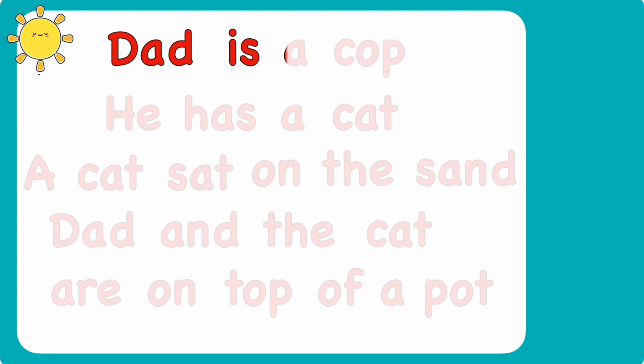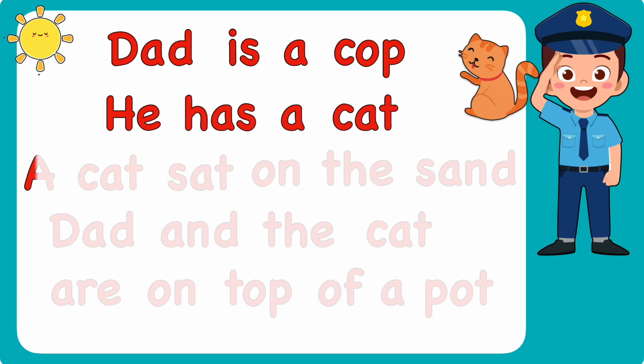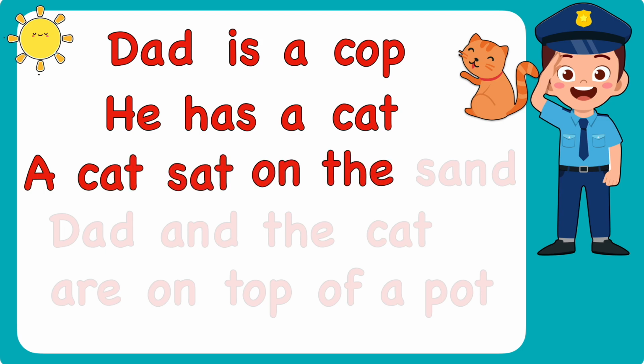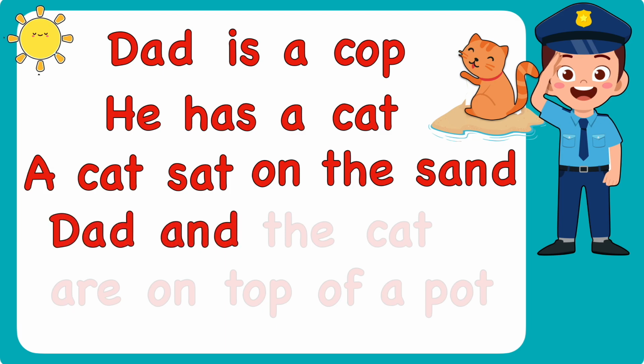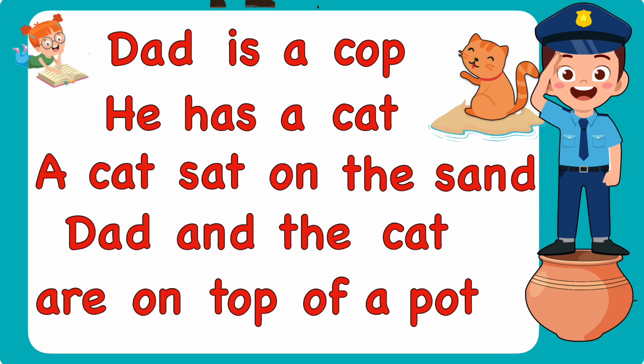Dad is a cop. He has a cat. A cat sat on the sand. Dad and the cat are on top of a pot. Your turn.